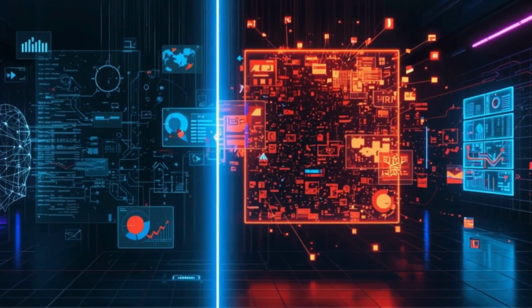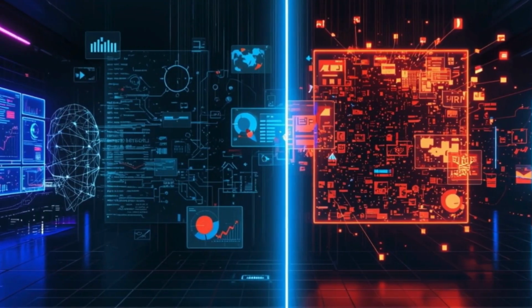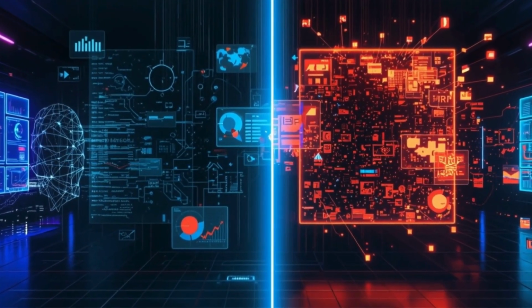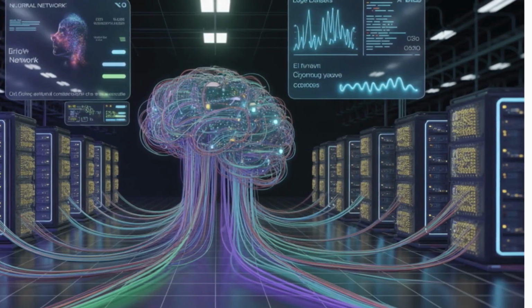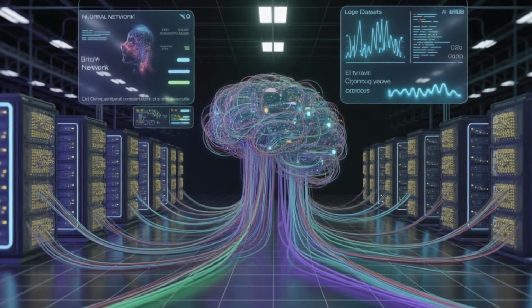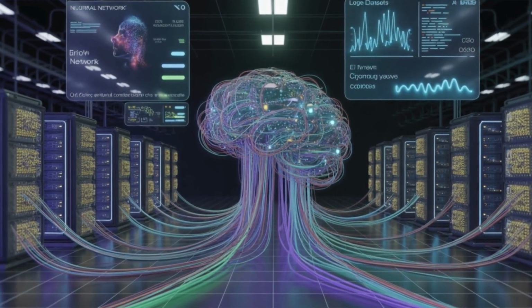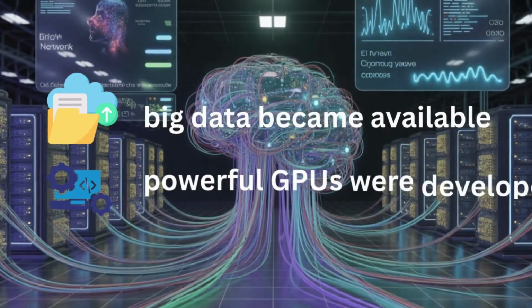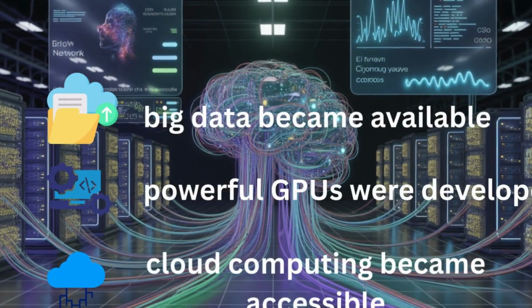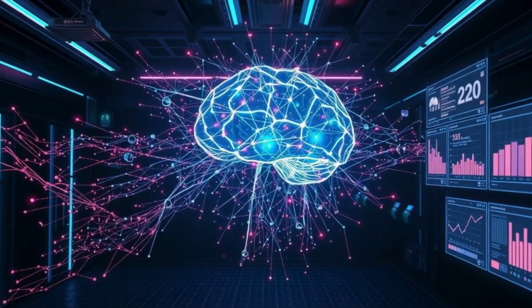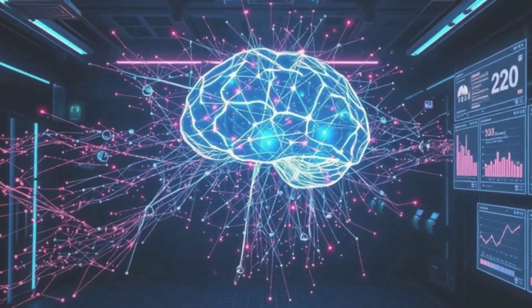Another key difference is data and complexity. Traditional machine learning often works well with smaller datasets. Deep learning usually requires huge amounts of data and computing power. That's why deep learning became popular only after big data became available. Powerful GPUs were developed. Cloud computing became accessible. Now, let's explore one final question. How does AI actually learn from data?